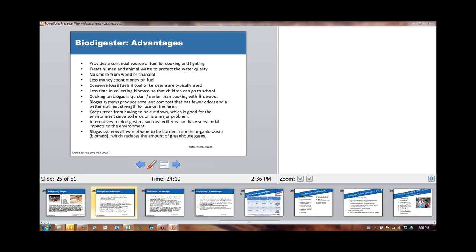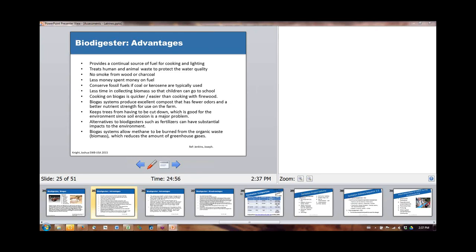Okay, so some advantages: a source of cooking and lighting. You get rid of that animal and human waste. You get better water quality. You have no need for wood or charcoal, so it works great in places where you don't have a lot of wood or where it's expensive. And fossil fuel is saved. It's also better for the environment and climate change, because that CO2 already existed. Let's see. It's quicker and easier to cook with. You just turn it on and light a match.